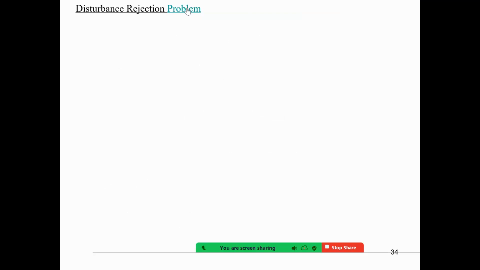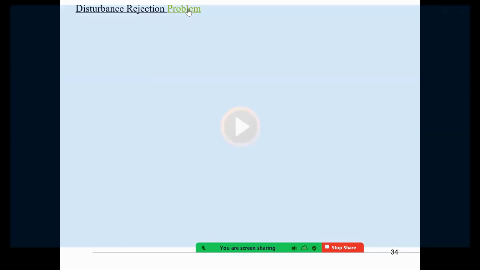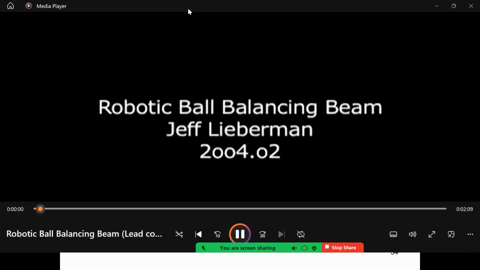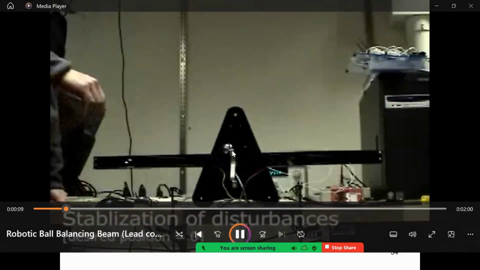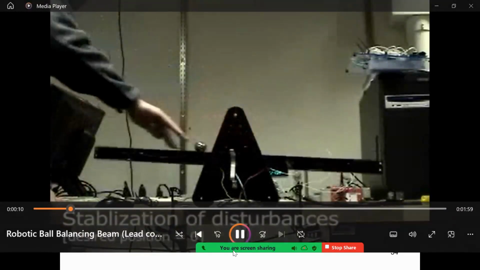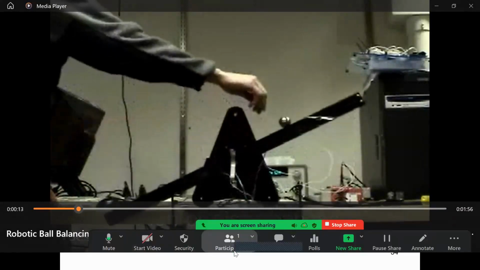Now let's talk about the disturbance rejection problem. If you have a disturbance, here is just a simple example to show. You have a beam, and then you apply a hand force as the disturbance. It will go back to this position.